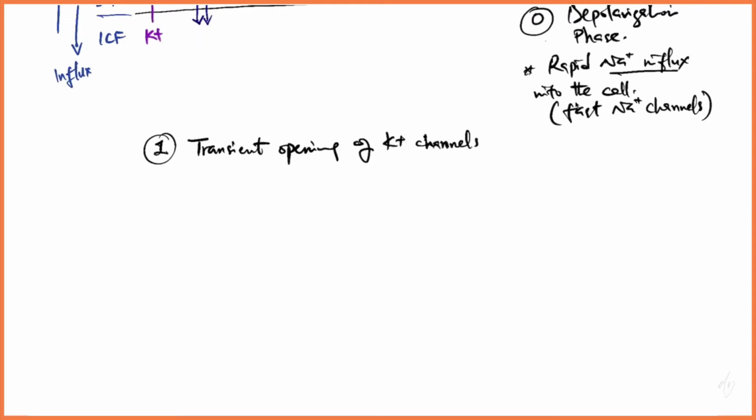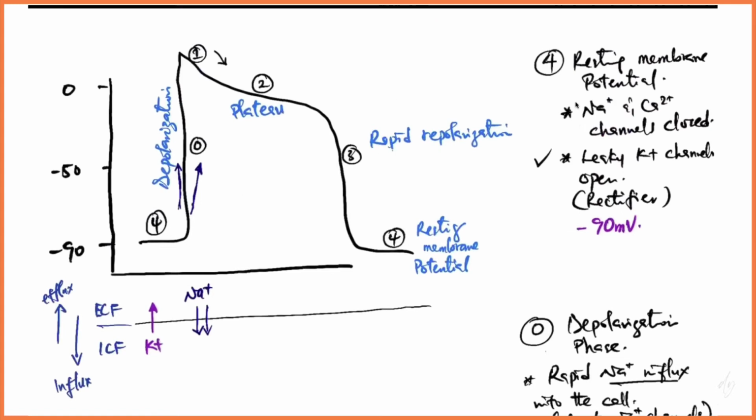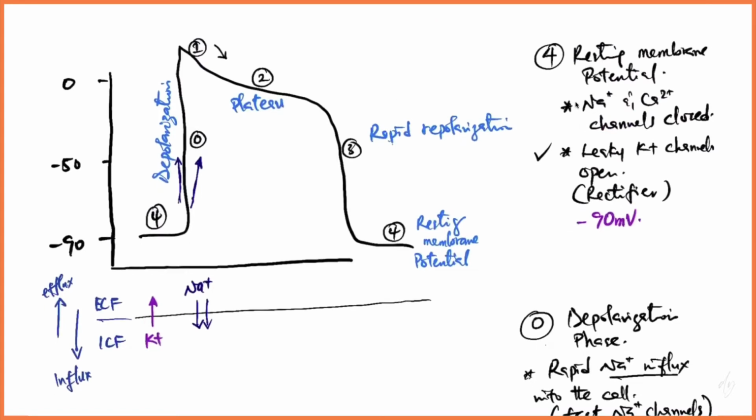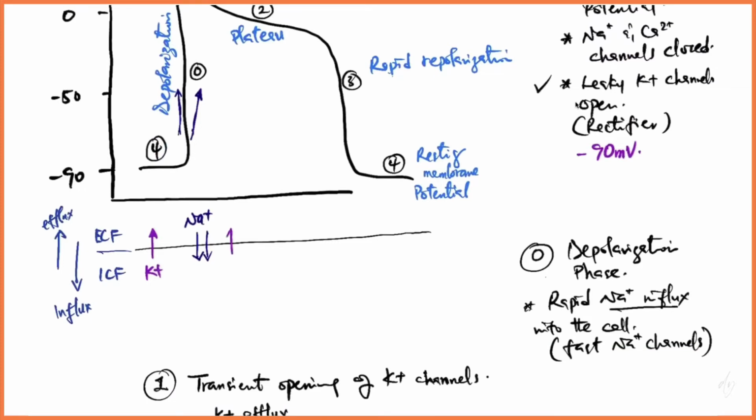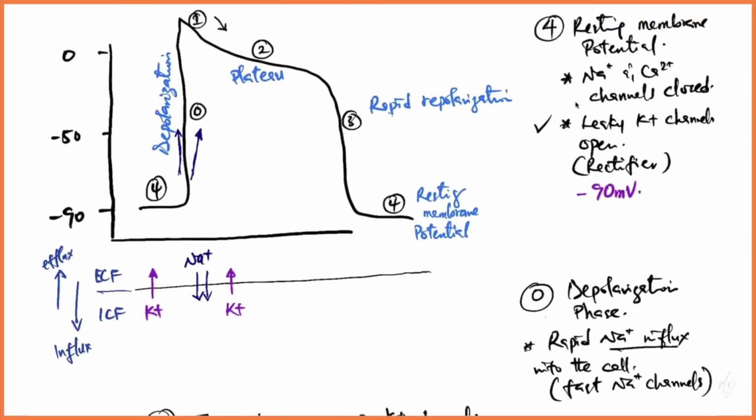Transient opening of potassium channels. And when they open, what happens? There's potassium efflux. You may remember from your physiology that potassium is inside the cell, sodium is outside the cell, and they tend to move in opposite direction. You remember 2:3 ratio and all of those things that you did. So that sharp dip is as a result of an efflux of potassium. The potassium is leaving the cell.